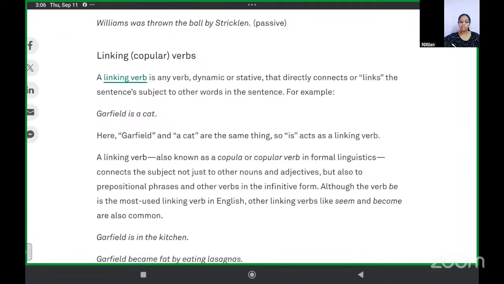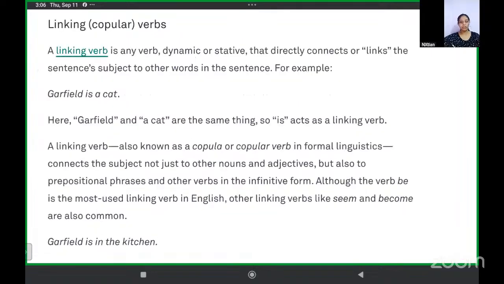Linking, copular verbs, okay, or linking verbs. A linking verb is any verb, dynamic or stative, that directly connects or links the sentence's subject to other words in the sentence. For example, Garfield is a cat. Here, Garfield and a cat are the same thing. So is is acting as a linking verb between Garfield and a cat.